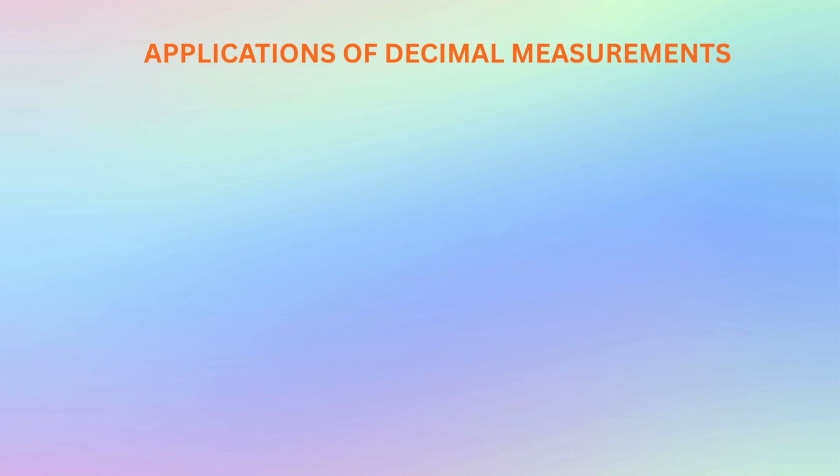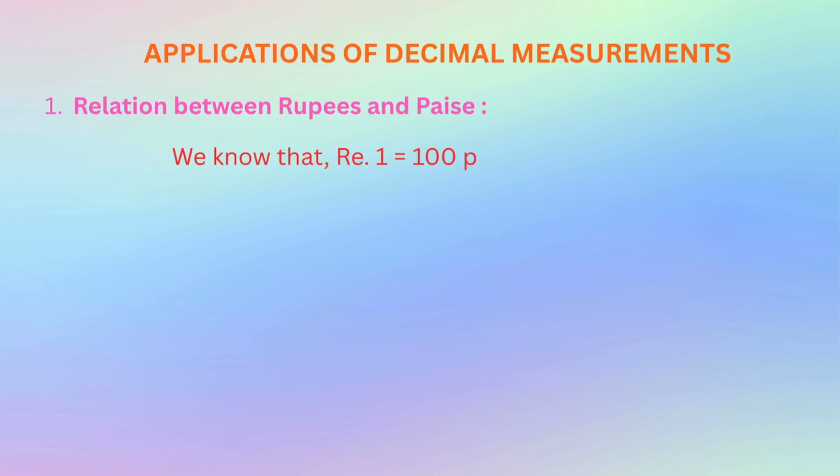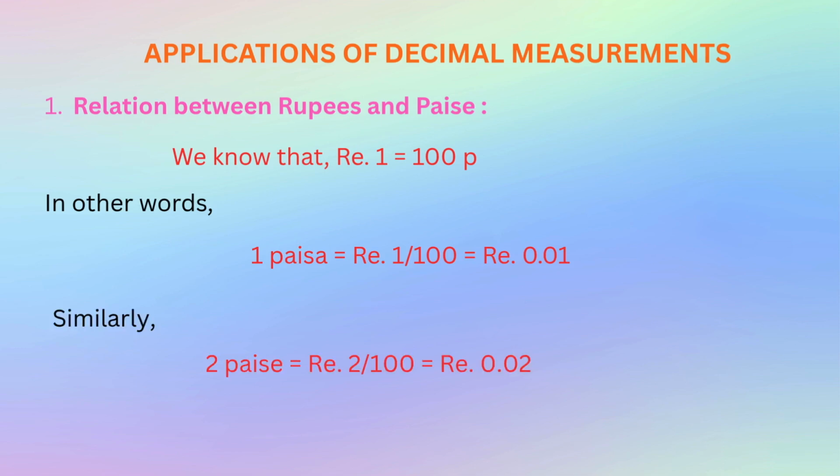Applications of decimal measurements. 1. Relation between rupees and paise. We know that 1 rupee equals 100 paise. In other words, 1 paisa equals 1/100th of a rupee equals rupees 0.01. Similarly, 2 paise equals rupees 2/100ths equals rupees 0.02. 18 paise equals rupees 18/100ths equals rupees 0.18.